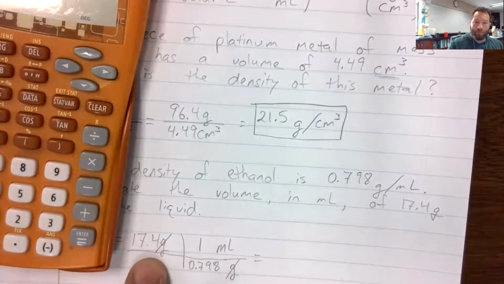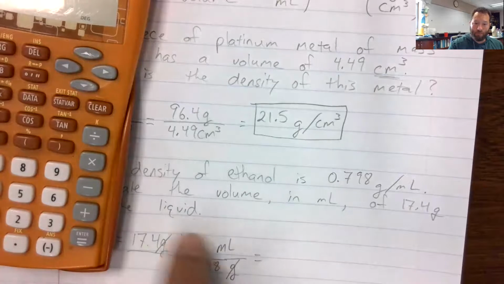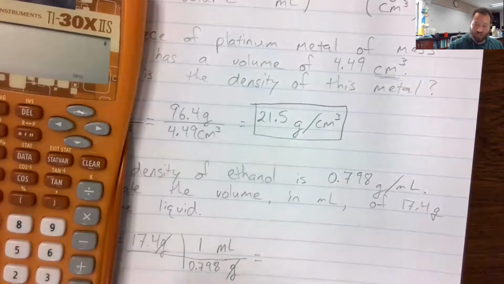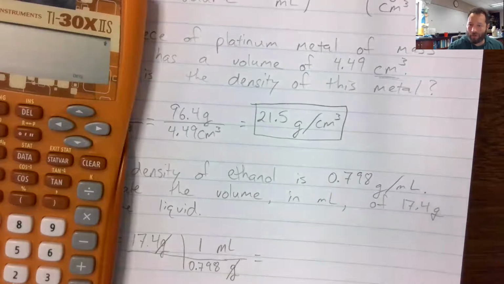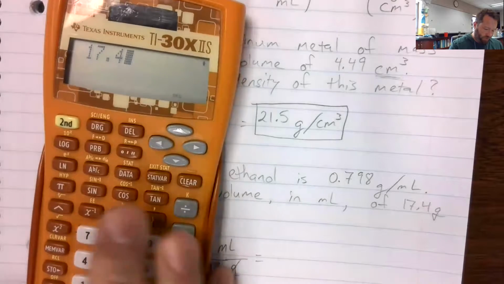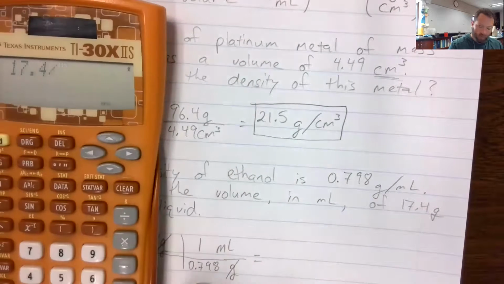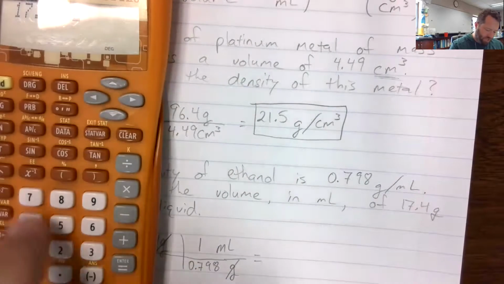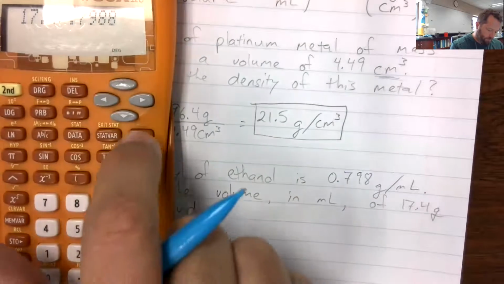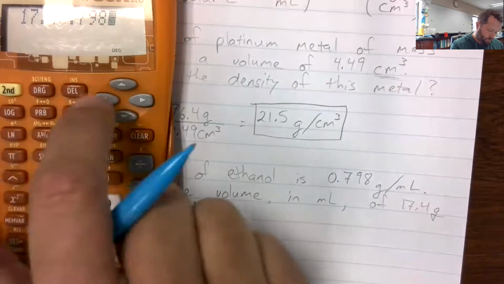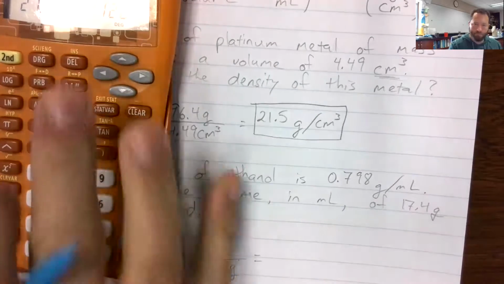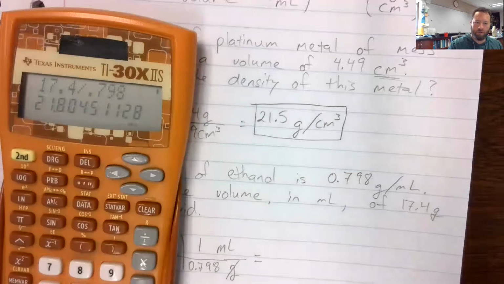When we've got our problem set up like this, we'll just multiply across the top, divide out the bottom. You don't necessarily have to do the multiplication on the top, though. When there's a 1, we know our identity property from math. That 1 won't do anything. So 17.4 divided by the numbers on the bottom, so divided by 0.798. Enter. There we go.